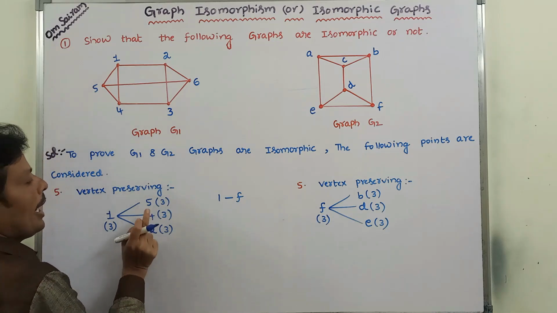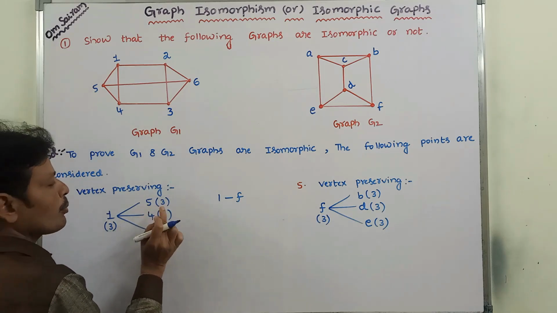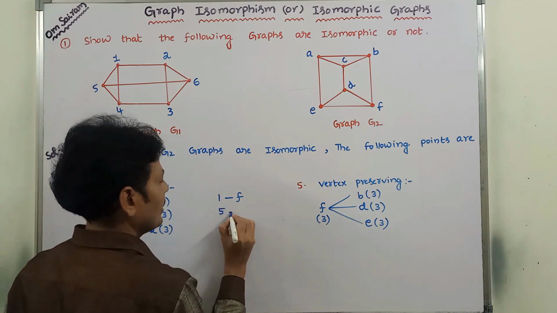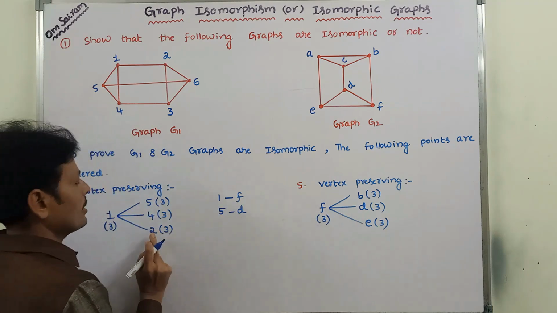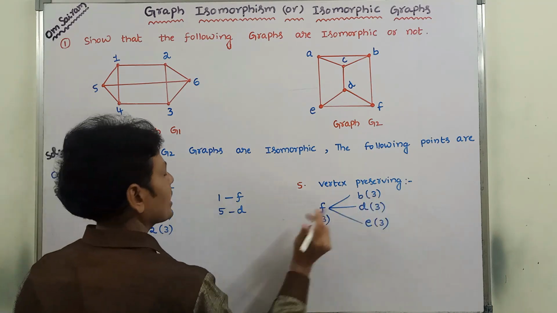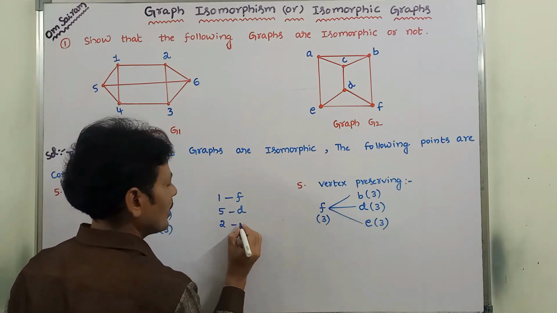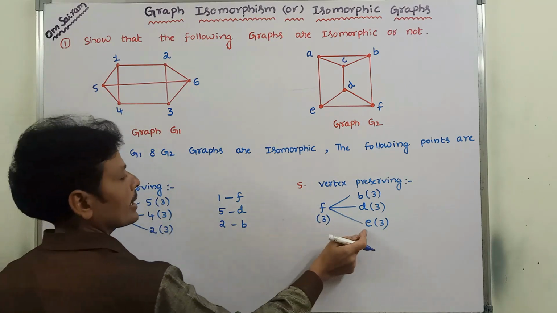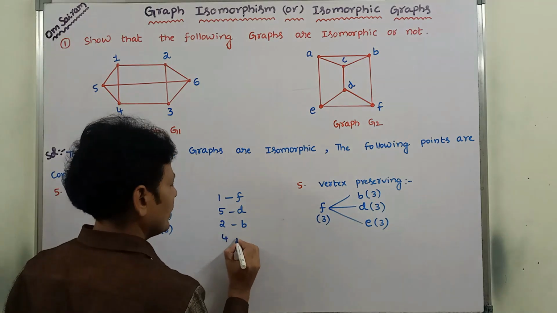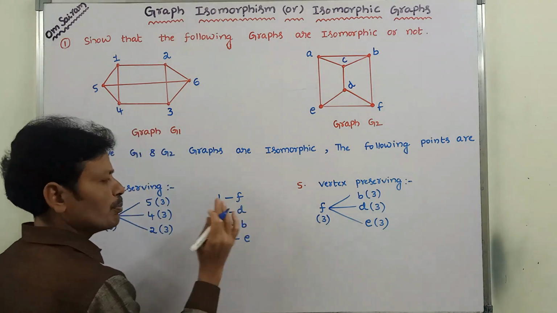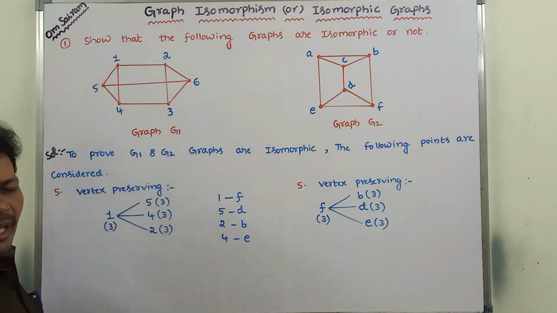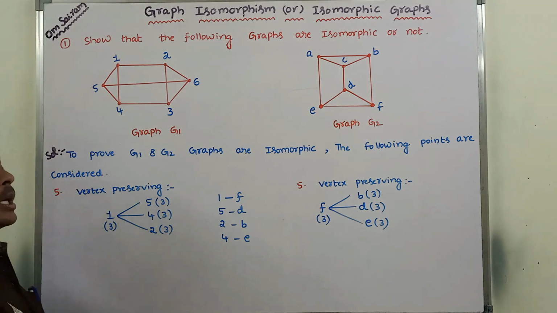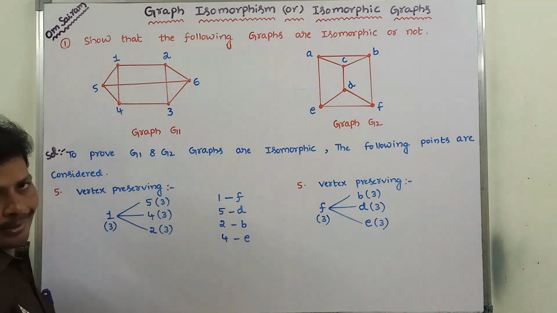Next one, I am taking 5, corresponding vertex is D. Next, 2 corresponding vertex is B. And 4 corresponding vertex is E. This may be correct or may not be correct. In the next 3 steps, we have to conclude that maybe it is correct.